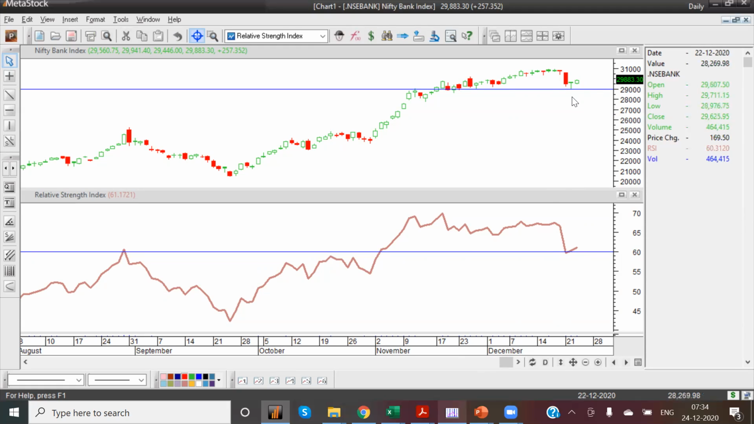So this is going to be extremely important for all of you who are holding long positions, who've been excited with the two days of rally.